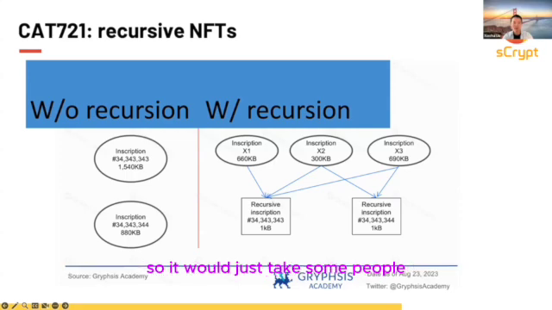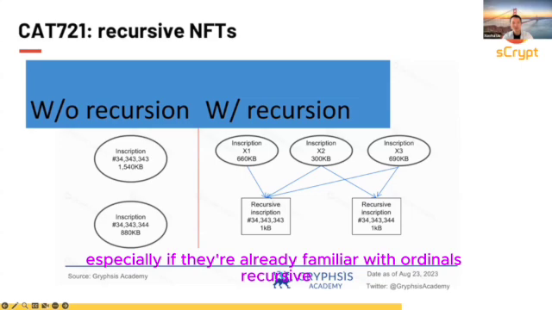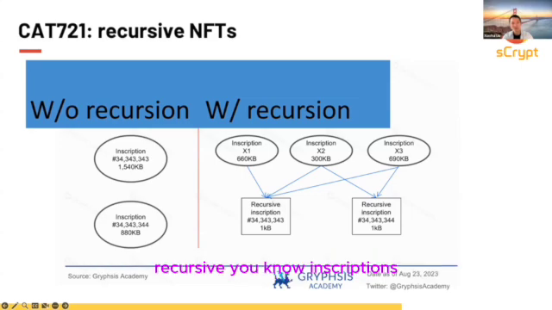It would just take some people, especially if they're already familiar with ordinals recursive inscriptions. If you do recursive NFTs using CAT-721, I will be buying this. It will be very interesting. It could be the first. So this is another thing I'm interested to see people doing, using recursion.